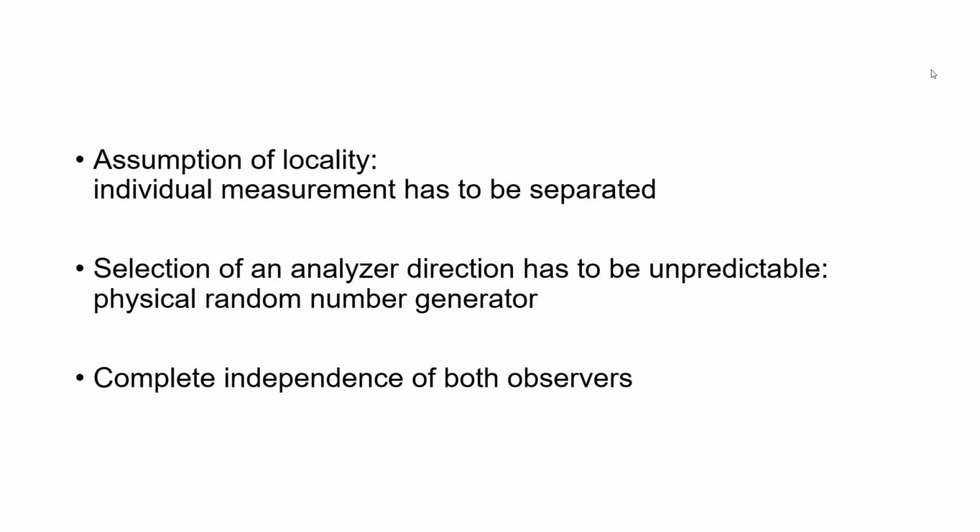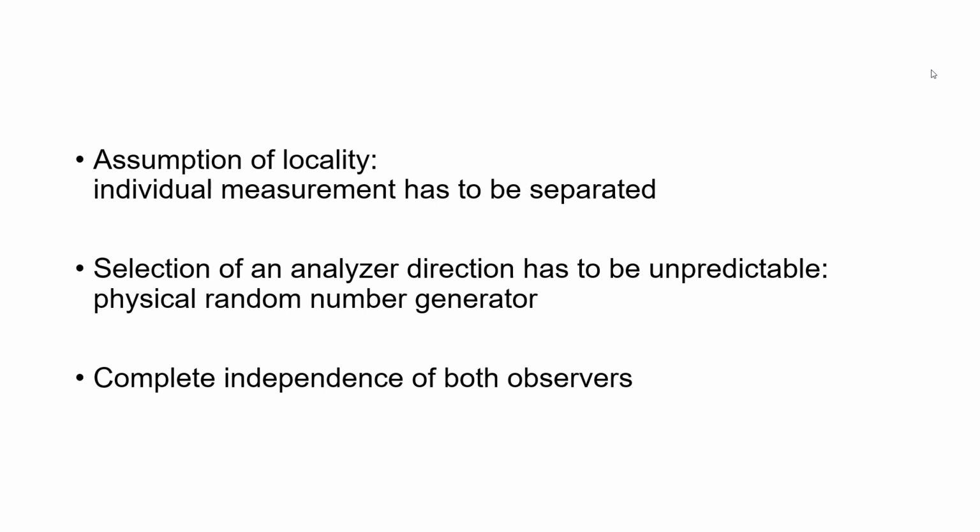The assumption of locality in the derivation of Bell's theorem requires that the individual measurement processes of the two observers are separated. Such an individual measurement then has to be so quick that it is impossible for any information about it to travel via any channel to the other observer before the measurement is finished.